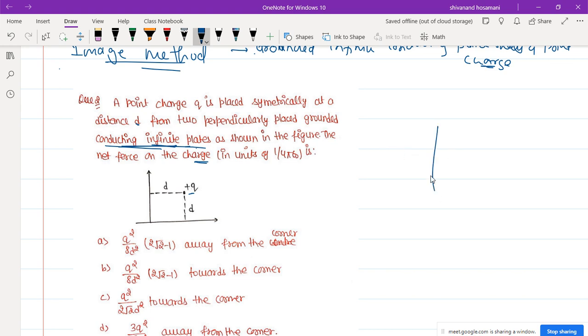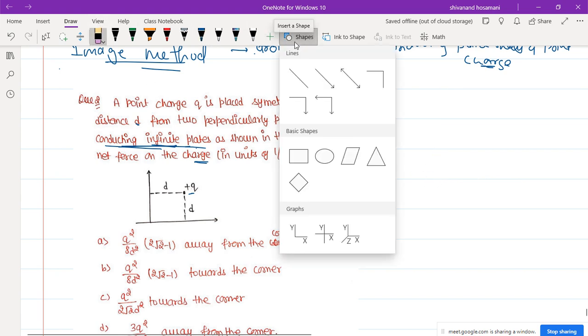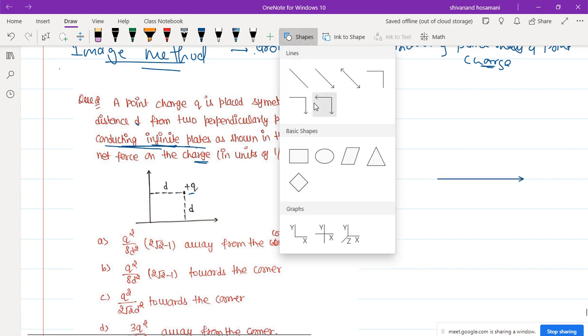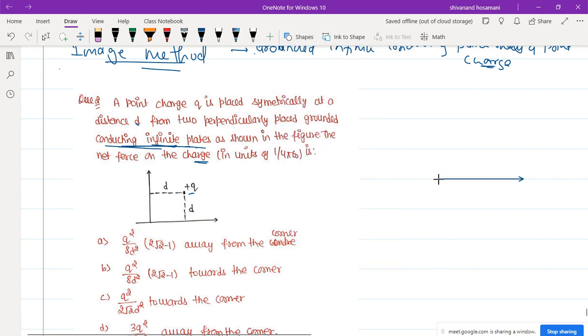So let us take this as a sheet. On this side there is a conducting sheet, and above it we draw another conducting sheet perpendicularly. Now let us keep a plus q charge here. Since these are infinite conducting sheets, images are formed. How many images will be formed here?